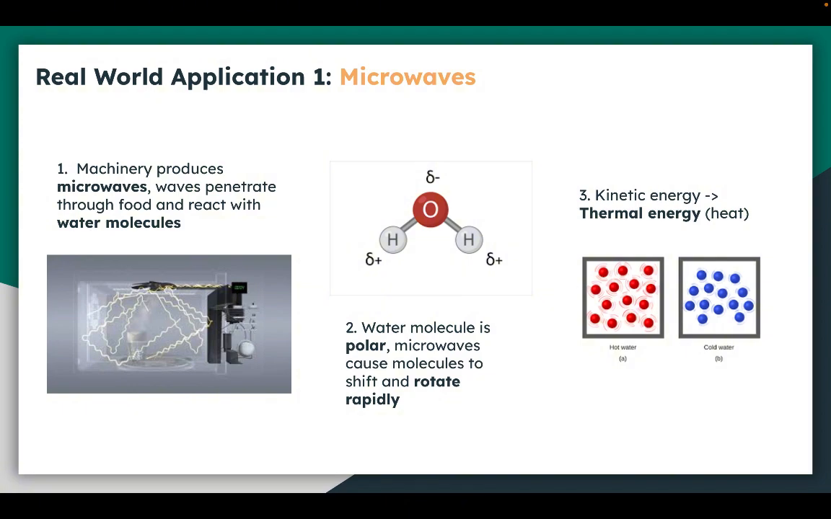They're going to brush against each other. They're going to spin around really fast. This is going to create very high kinetic energy through friction. And this is going to result in high thermal energy or heat, causing your food to be nice and hot and ready for you whenever you open up the microwave.